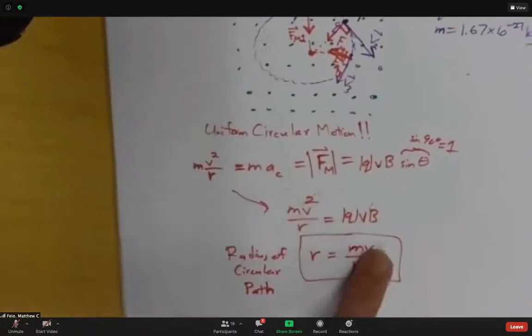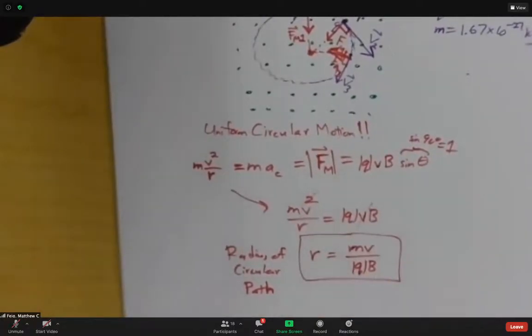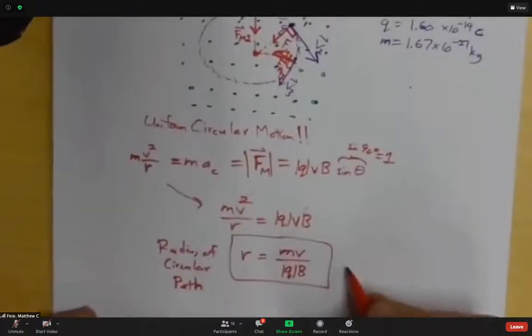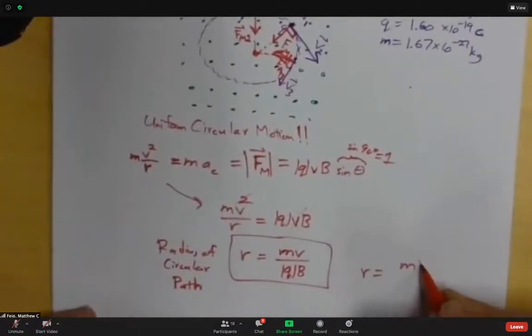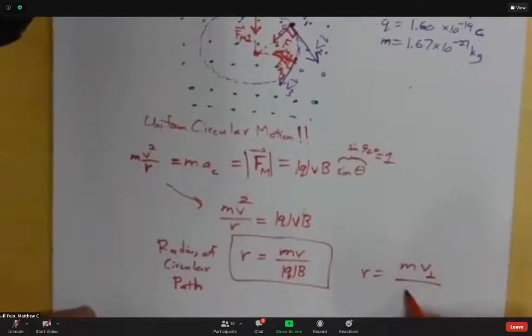Faster guys are going to be bigger paths because they feel stronger forces, but they're much, much harder to bend or something like that. And if you wanted to make this slightly more general, we started with the situation where V started out perpendicular to the green vectors. If you want to make it slightly more general, you might make this R equals M times V perpendicular over QB.